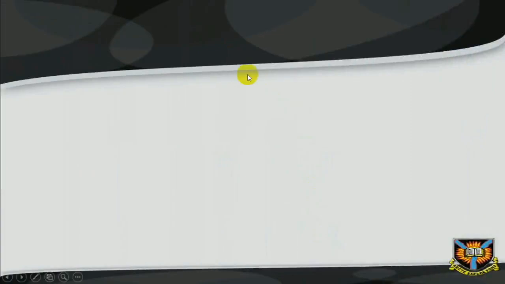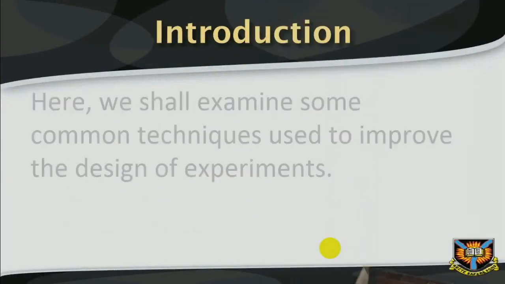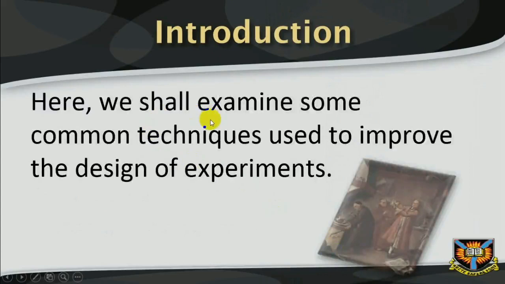Introduction. The purpose of experimental design is to minimize extraneous or uncontrolled variation, thereby increasing the likelihood that an experiment will produce valid, consistent results. Volumes of books have been written about experimental designs. Here, we shall examine some common techniques used to improve the design of experiments.